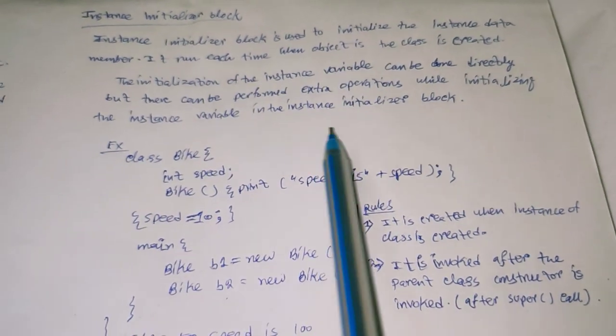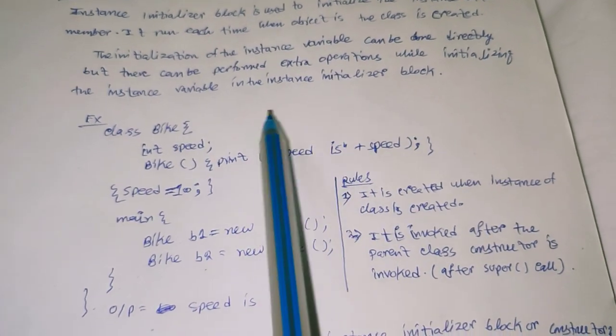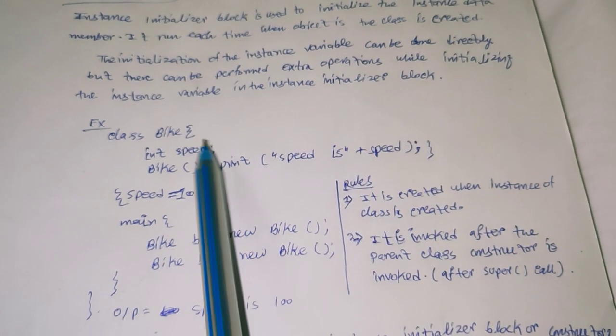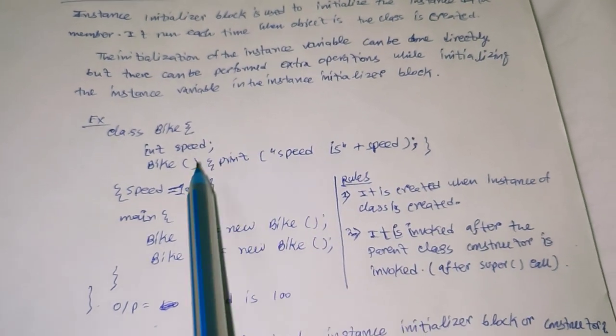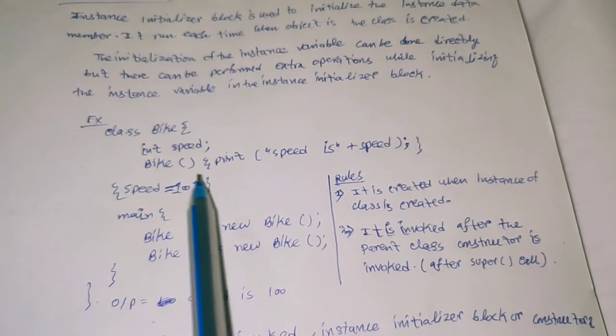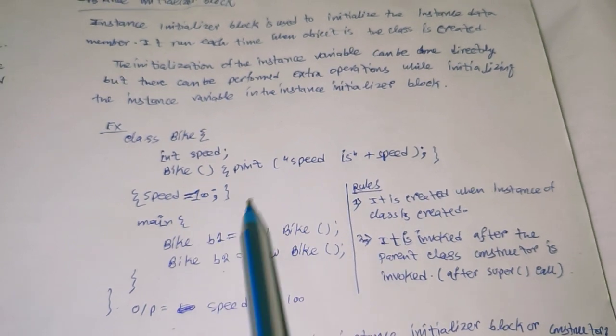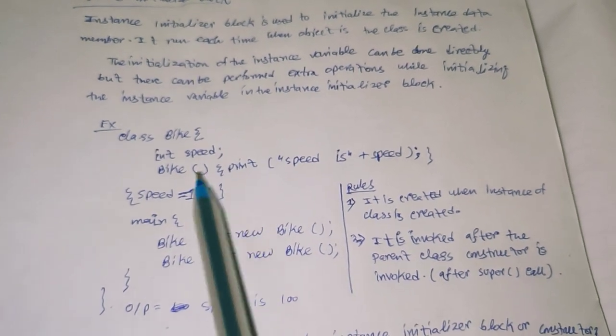So whenever we need to write some specific number or some specific extra operations, we don't write them inside the object only. We specifically write them inside the instance initializer block, and then it is executed several times as objects are created.